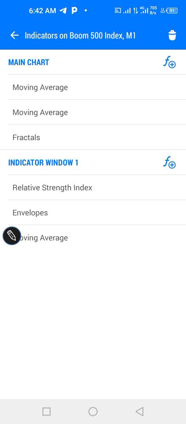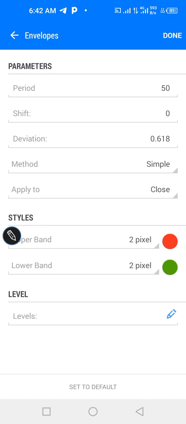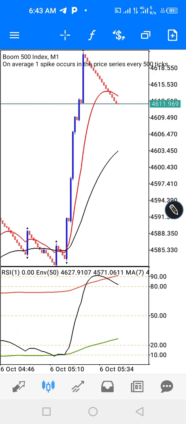So the next indicator we'll be using is the envelope. The period is going to be 50, the shift is 0, deviation is 0.618, method is simple, apply to close. The upper band is going to be 2 pixel, and the color is going to be red, while the lower band is going to be 2 pixel, and the color is going to be green. There are no levels there. Once you are done, you click on done.